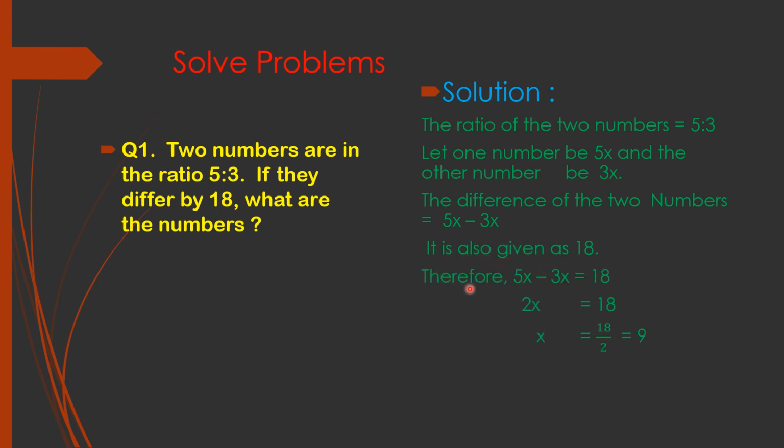So we can write 5x - 3x = 18. Subtracting, we get 2x. 2x = 18, so x = 18/2 = 9. So we got the solution x as 9. Then we can find the numbers. 5x = 5 × 9 = 45. 3x = 3 × 9 = 27. So the numbers are 45 and 27.